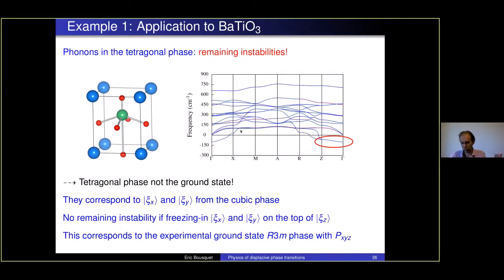Again, this is the deal: for every phase, you compute the phonon dispersion and you check if you have a remaining instability. And indeed, for this tetragonal phase, you recover a gamma instability. If you check the eigenvector of this gamma instability, you find that the polar distortions along the x and y directions are actually missing in the structure. Here we have condensed the structure with polarization along z.